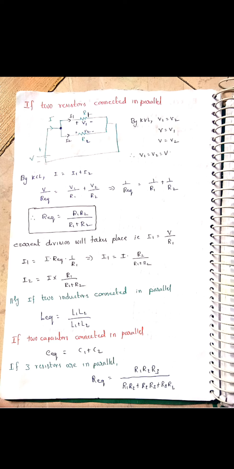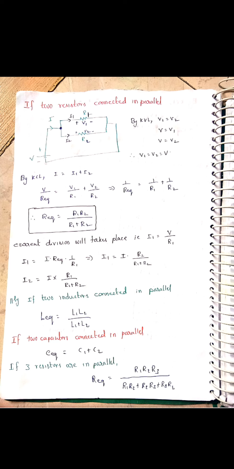Now if we apply KVL to the inner loop, we get the expression V1 is equal to V2. If you apply it to the outer loop, you get the expression V is equal to V1. If you apply it to the lower loop, you get the expression V is equal to V2. Means with this we can say V is equal to V1 is equal to V2.